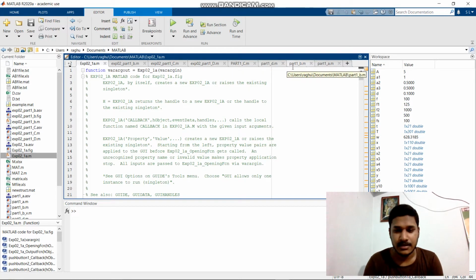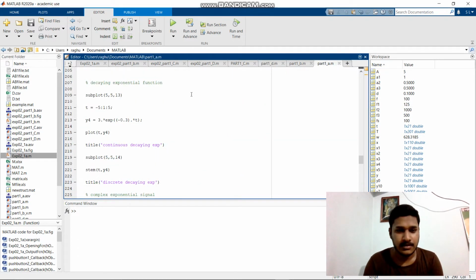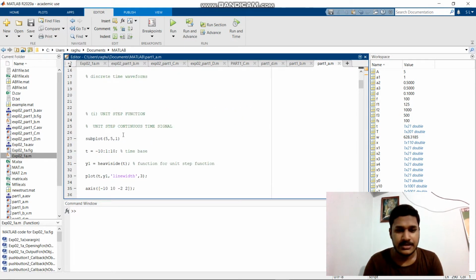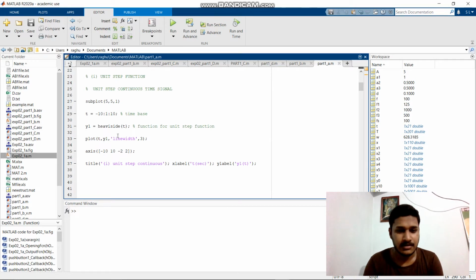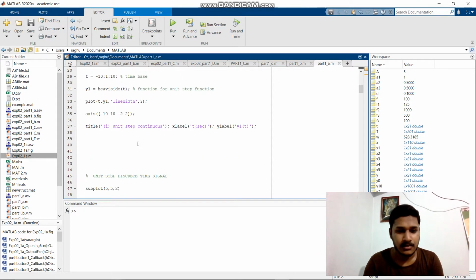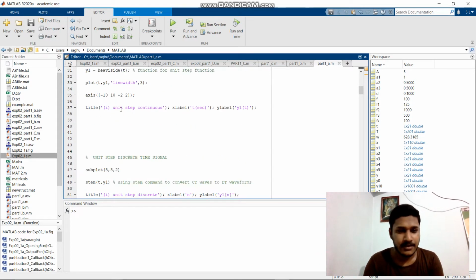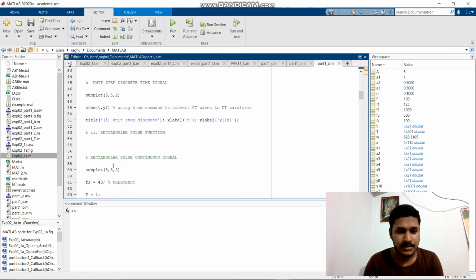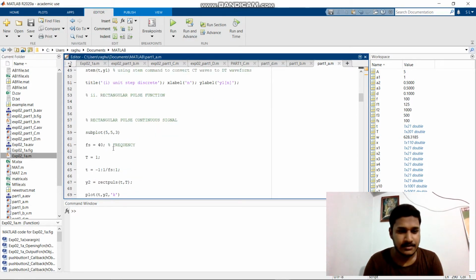Coming to the first part, the first function is the unit step function. For plotting the unit step function, I am using the function Heaviside, for a range of values from -10 to 10, with a sampling interval of 1 second. To get the discrete wave from the continuous wave, we use a command called stem, which plots each and every value of x on the function wave.